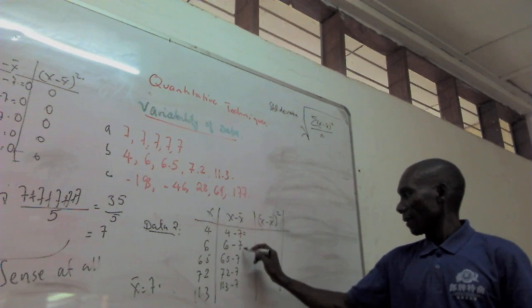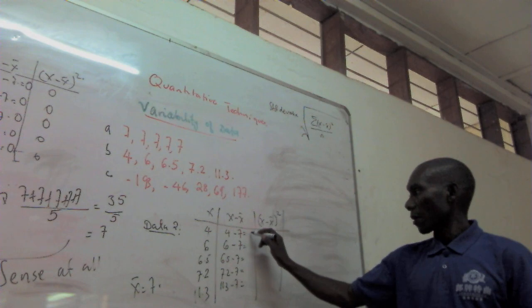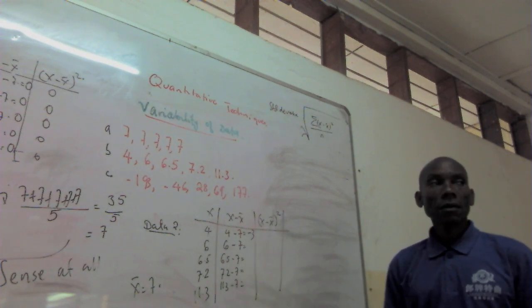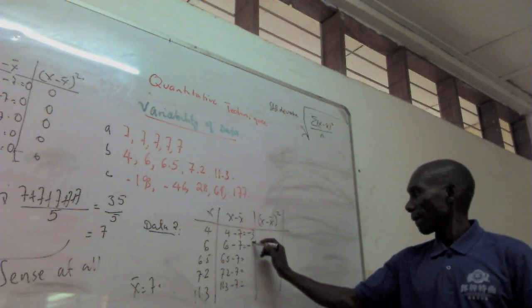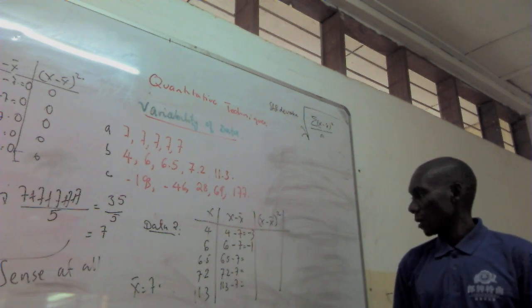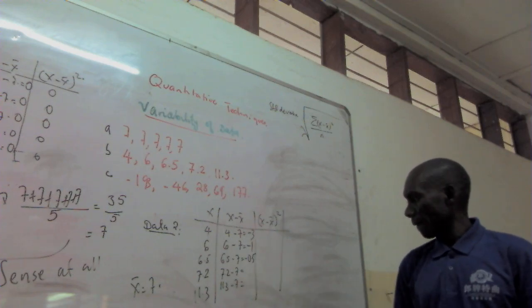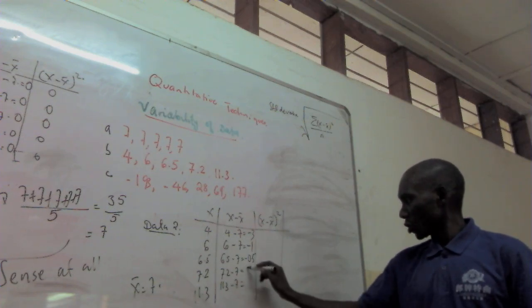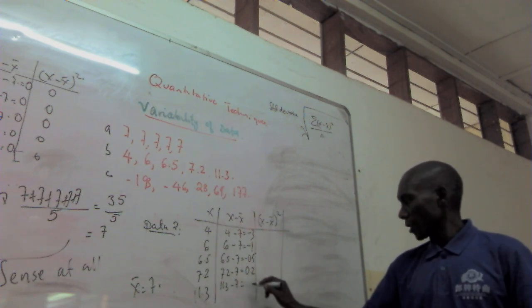Give me the answer here. For the first one, negative 3. The other one, negative 1. The other one, negative 0.5. The other one, 0.2. Very good, 0.2. And the other one, 4.3.